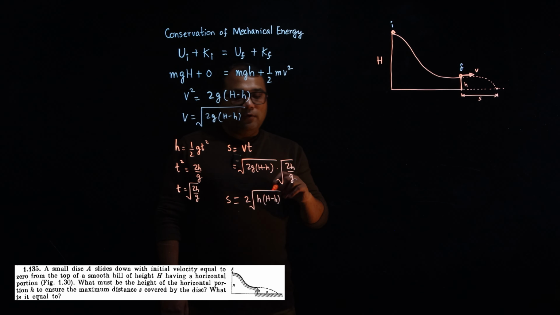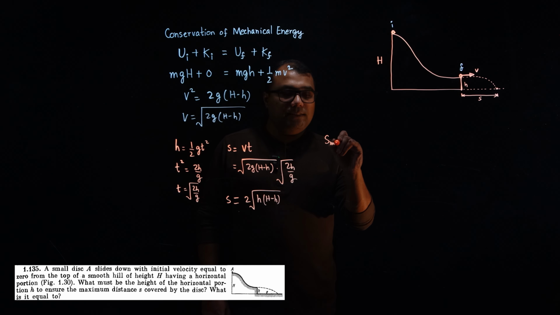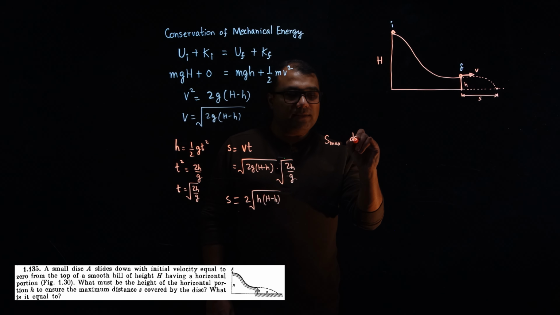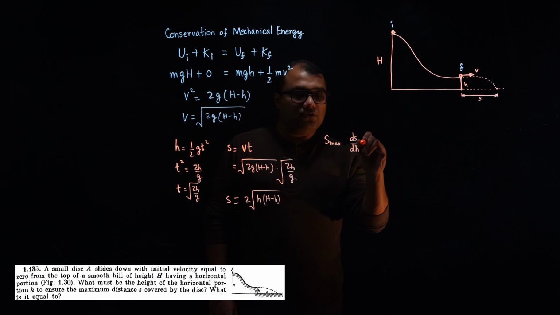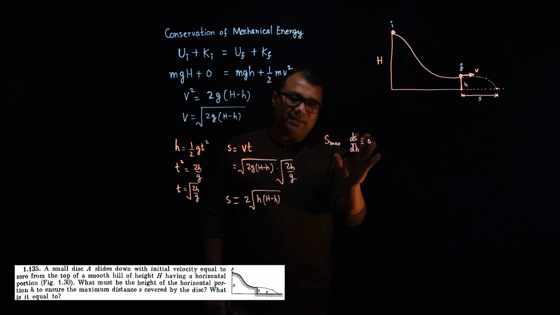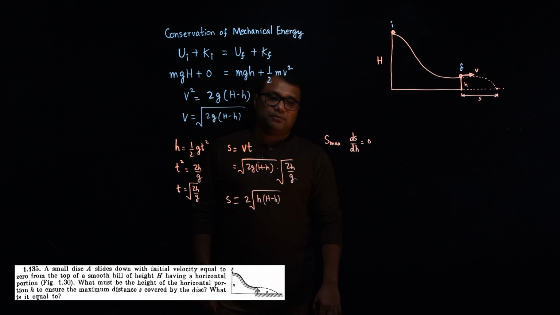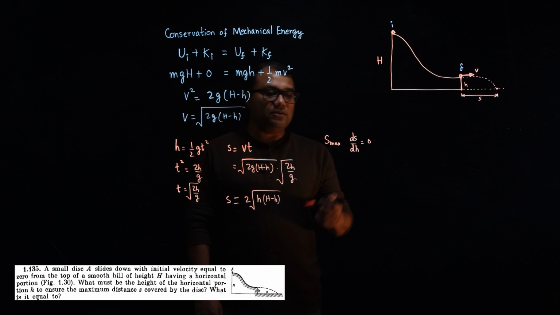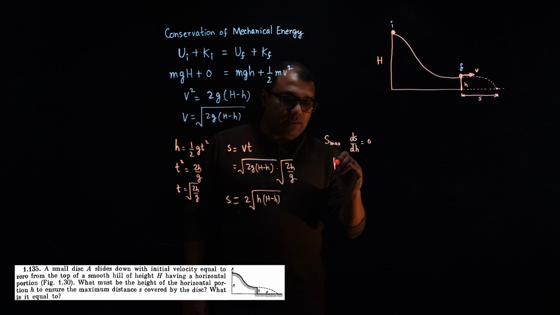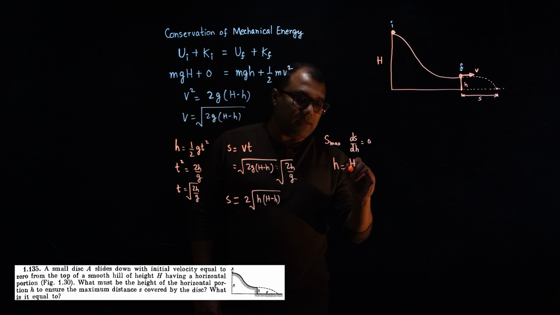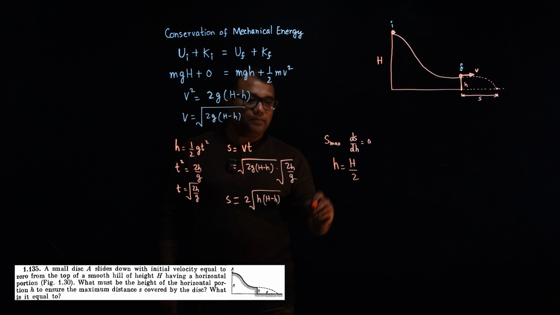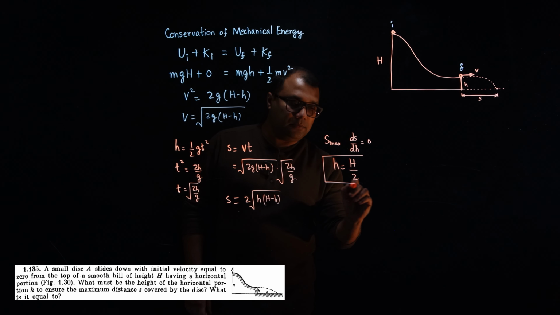Now, for s to be maximum, we need ds/dh to be 0. Now, we can actually skip this step because it's pretty obvious from here. S will be maximum when h is half of capital H. Okay, but you can also get the same result doing this. So h will be capital H by 2. Okay, so this is the condition.